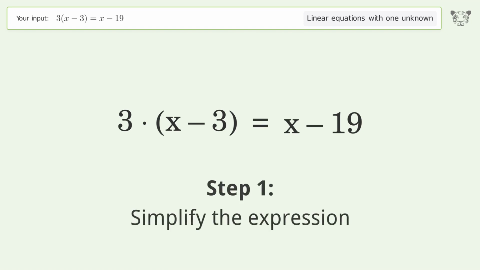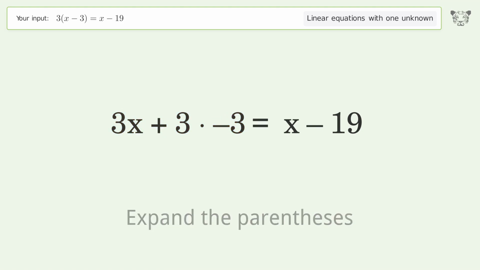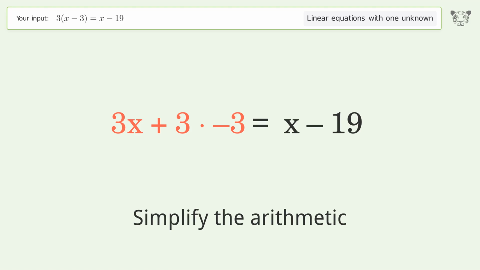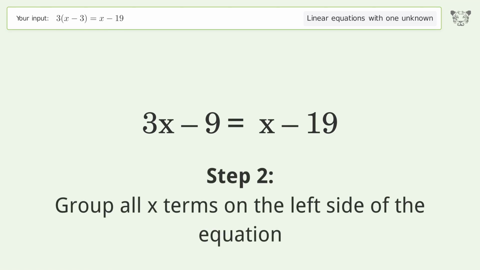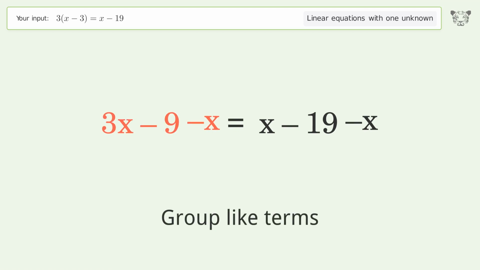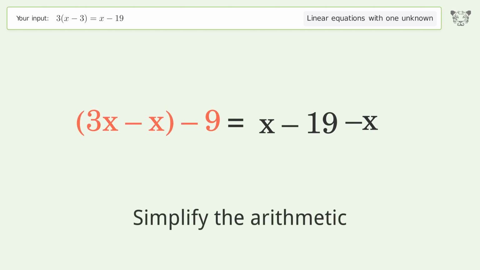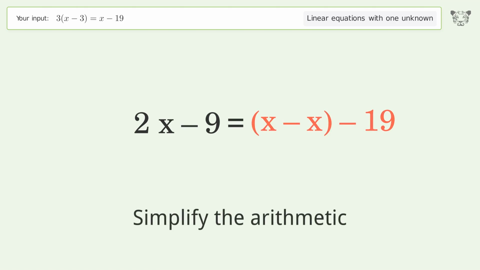Simplify the expression. Expand the parentheses. Simplify the arithmetic. Group all x terms on the left side of the equation. Subtract x from both sides. Group like terms. Simplify the arithmetic. Group like terms. Simplify the arithmetic.